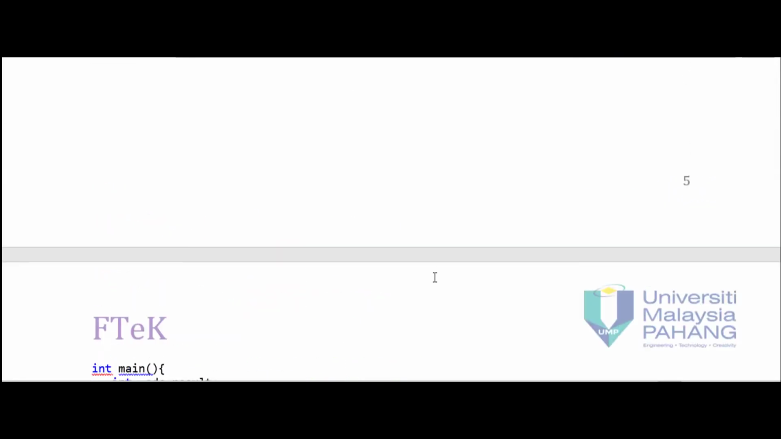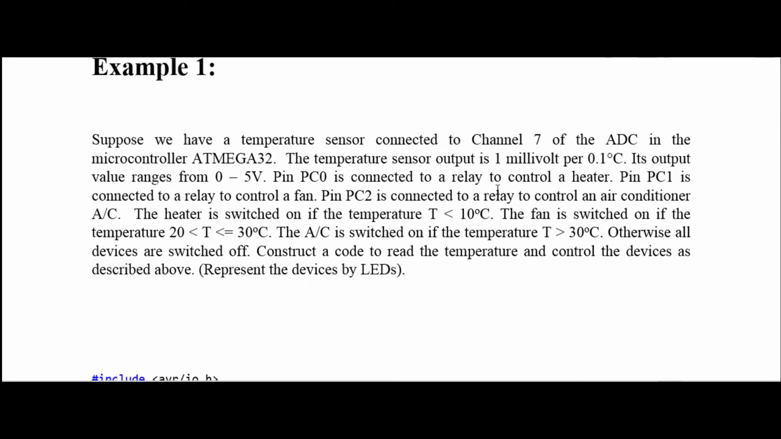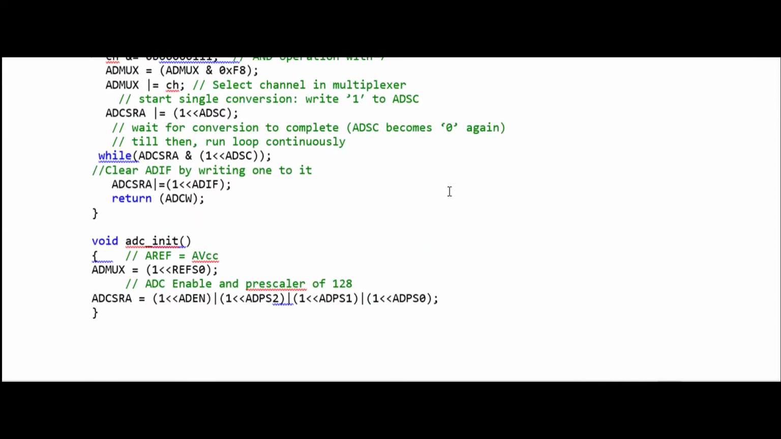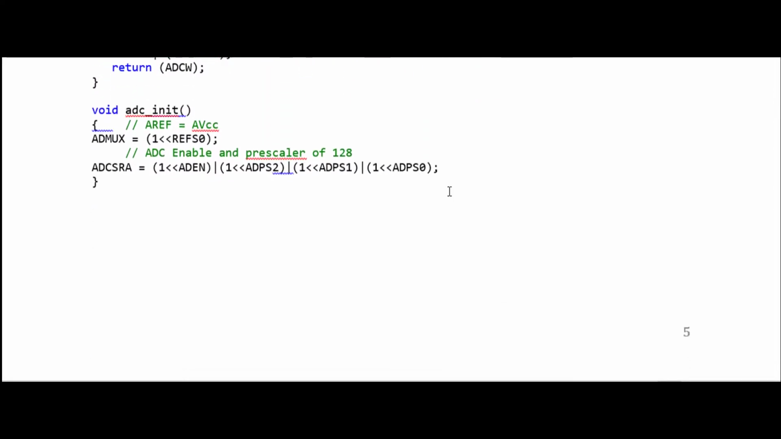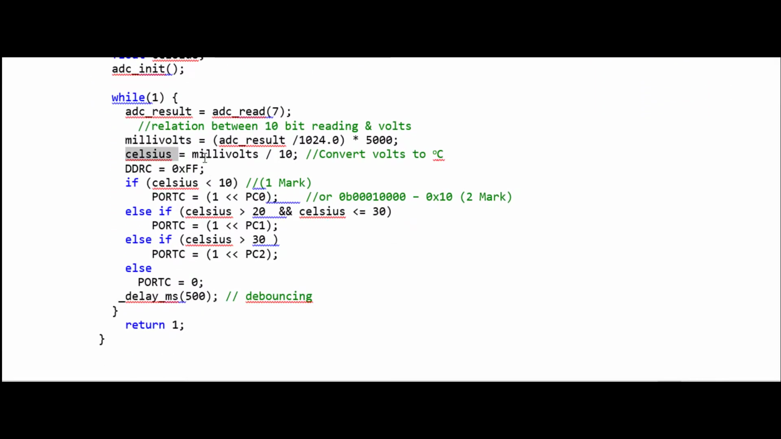So we said here every 0.1 degrees Celsius is equivalent to 1 millivolt. So to get the Celsius, we need to divide the value in millivolt by 10. So we divide here the value by 10 and we get the degree Celsius. Now we have the value. We need to build our conditions.